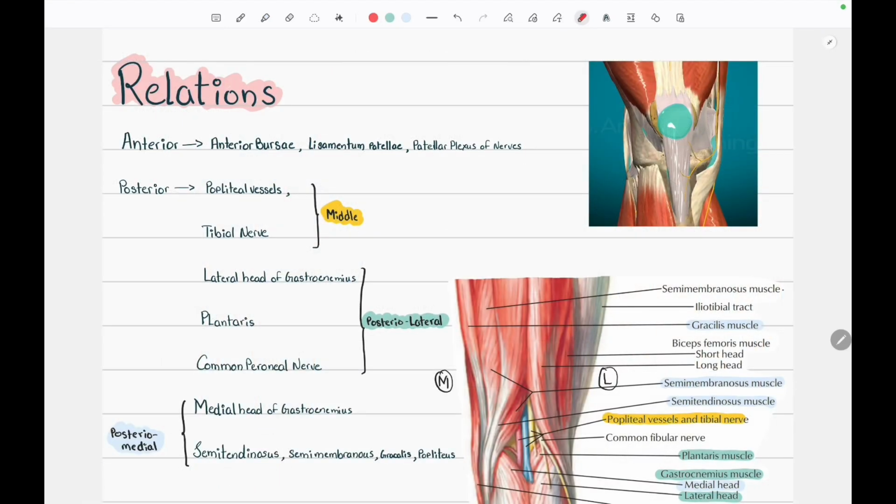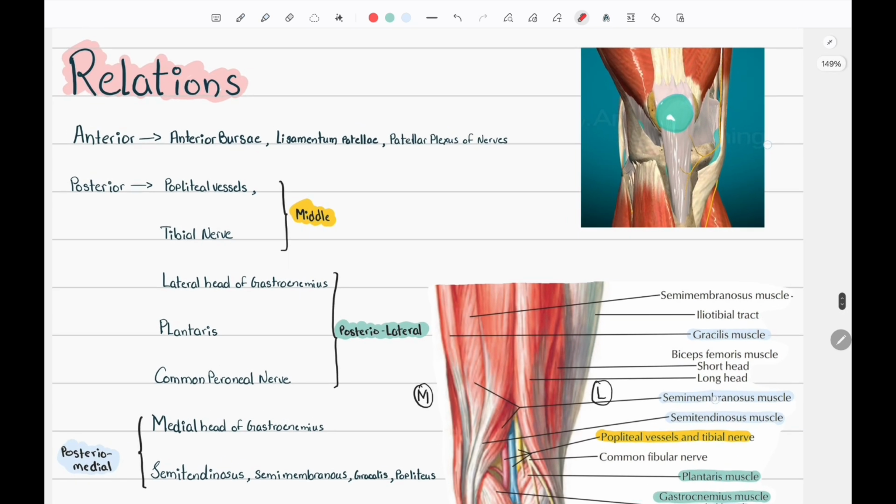Now covering the relations of the knee joint, starting with the anterior relations. The structures present anterior to the knee joint are the anterior bursa. So what is a bursa? A bursa is a fluid-filled sac which reduces the friction between the joints. Secondly, the ligamentum patellae and the patellar plexus of nerves.